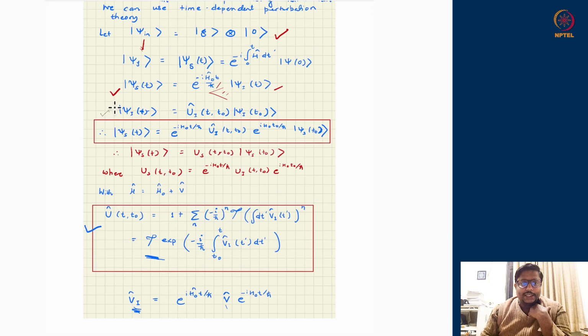Once I know in the interaction picture where the state has landed, I can obtain through this action where the state is in the Schrodinger picture. This is trivial. Just for completeness, let me write down that the full Schrodinger time evolved state can be obtained from the initial Schrodinger state through this exponential time integral, which I can write as U S of t comma t naught, the Schrodinger unitary.